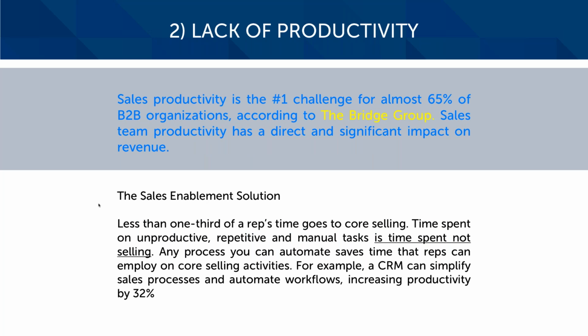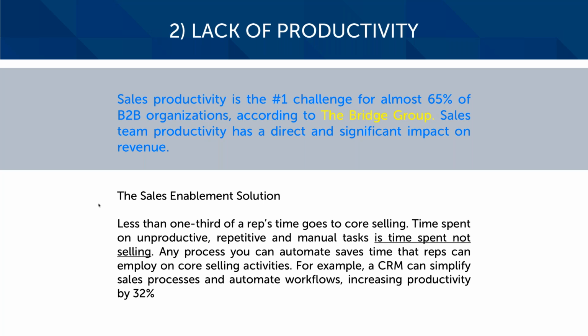The second indicator is lack of productivity. The Bridge Group states that sales productivity is the number one challenge for almost 65% of B2B sales organizations. And I don't think I have to tell you that sales team productivity has a direct and highly significant impact on revenue. So what do we do about this?